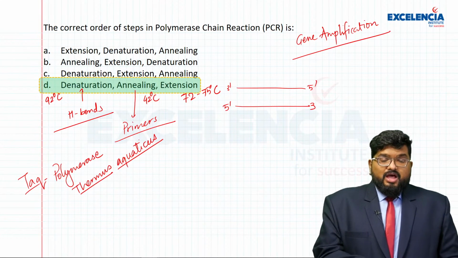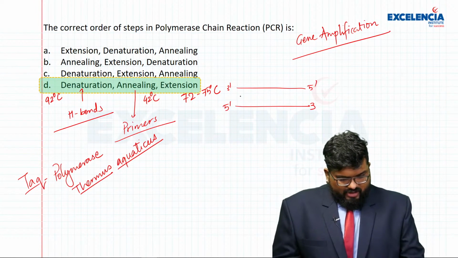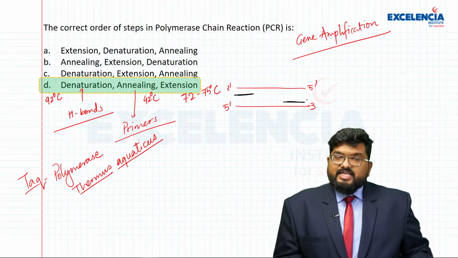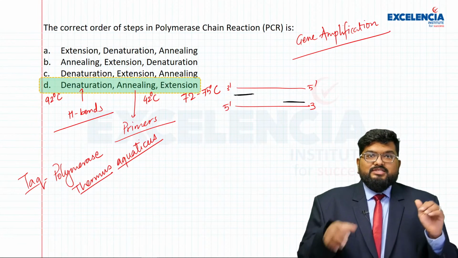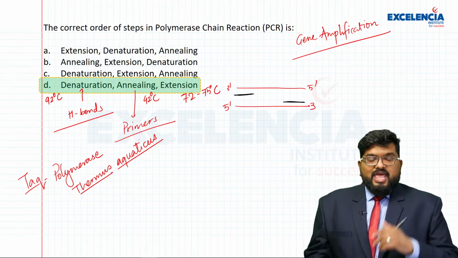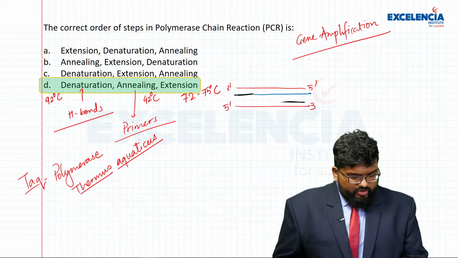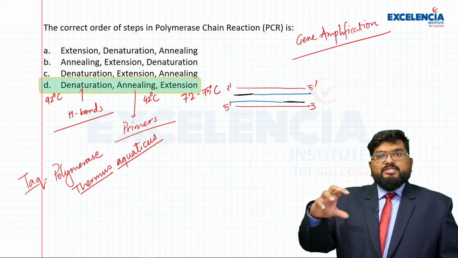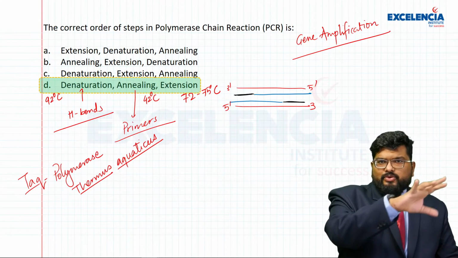So annealing of the primers means what? So the primers are going to get attached to the 3' ends on both the single-stranded DNA forms, and then Taq polymerase is going to take dNTPs, that is deoxyribonucleotide triphosphates, and add them after the primers and extend, and what you're going to get is the complete DNA molecule. So now what has happened over here is you had one DNA molecule, it has got replicated into two DNA molecules, so on and so forth.